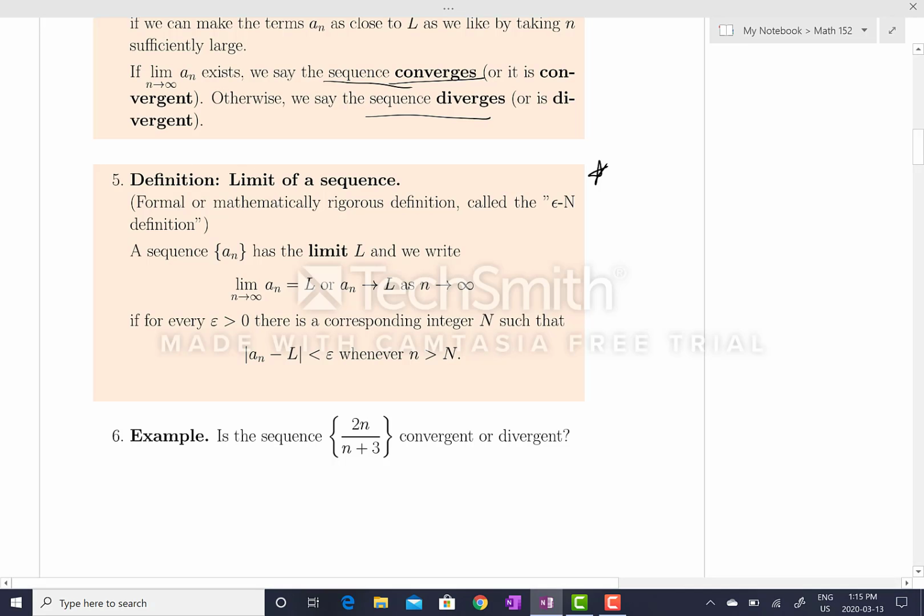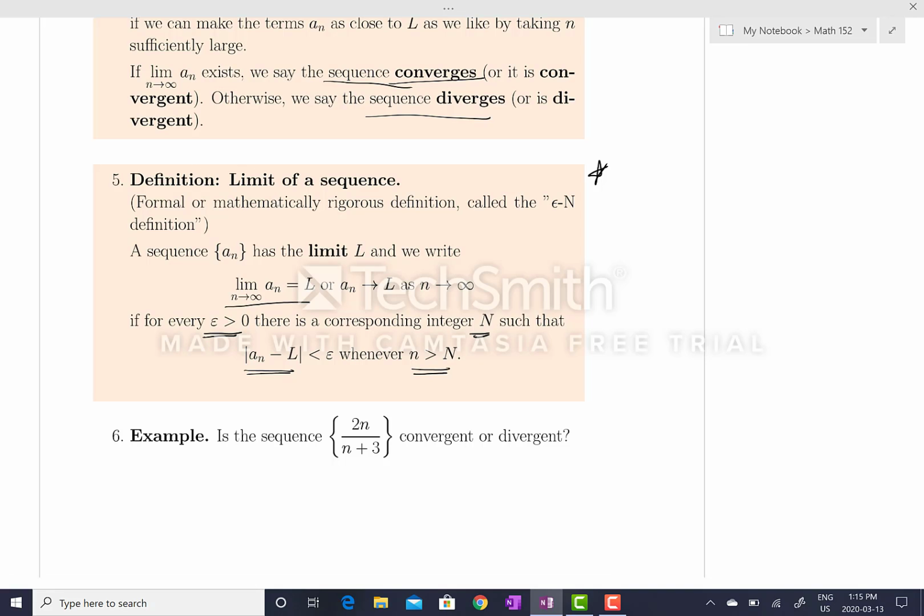And the way that we do formalize it is to say that what we mean by the limit as n goes to infinity of a_n equals L is that if we pick any epsilon bigger than 0, typically it's very small, then we're guaranteed to find a large value N such that the difference between a_n and the limit will be less than epsilon whenever n is greater than N. So that's the formal definition of the limit of a sequence.